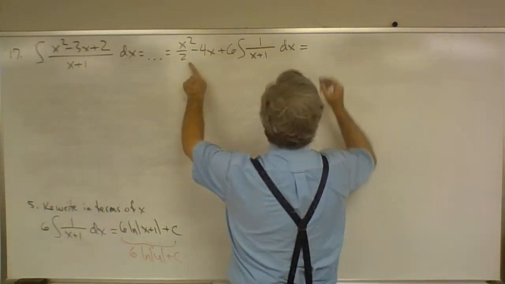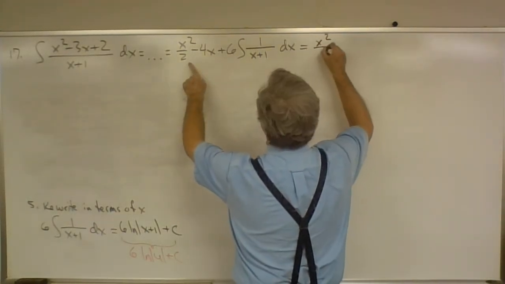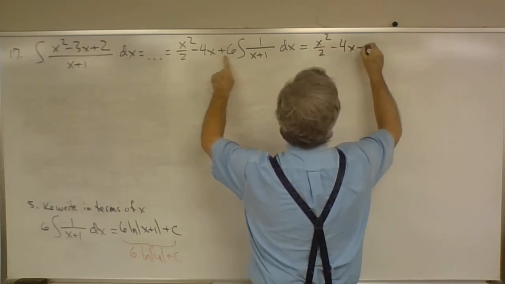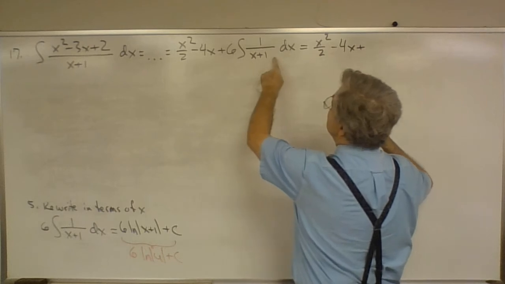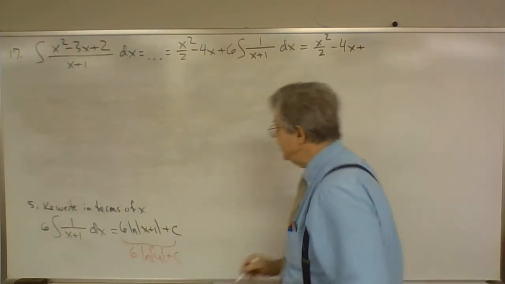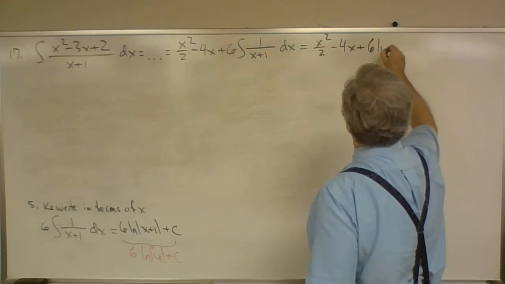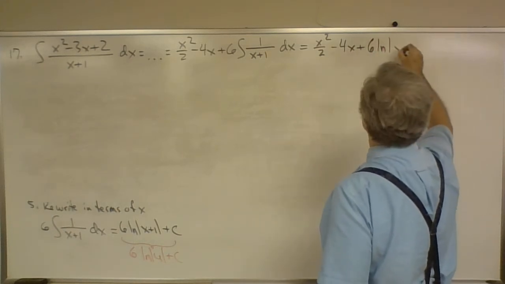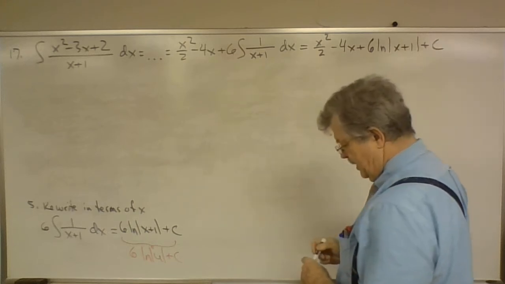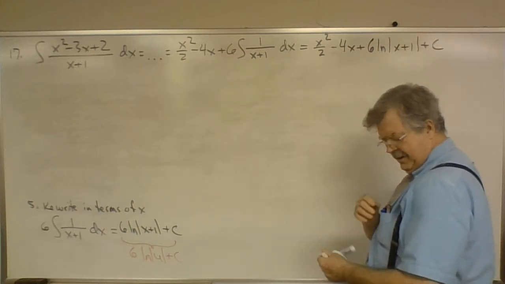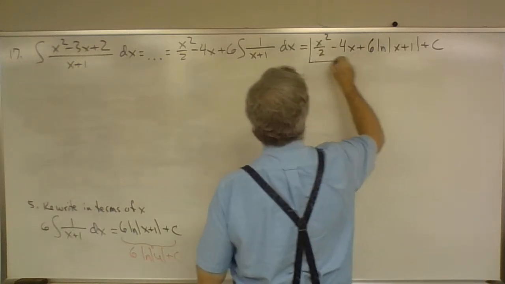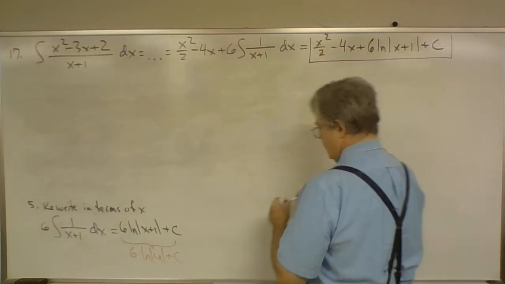Okay, we have x squared over 2 minus 4x plus 6 times the integral of this garbage, which turned out to be 6 natural log of x plus 1 plus c. And I think our authors were kind enough to leave the answer in that form also.